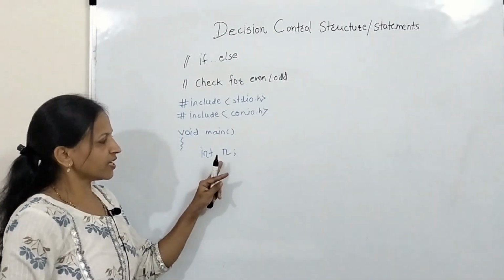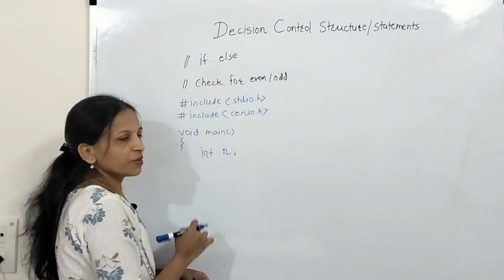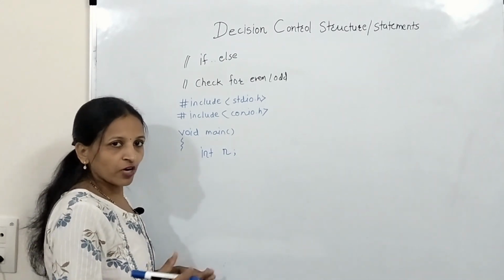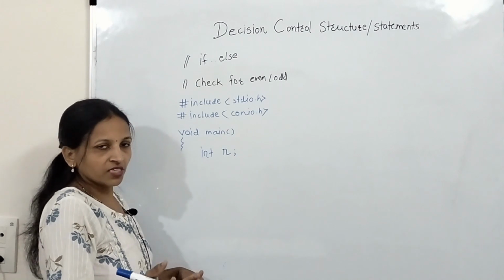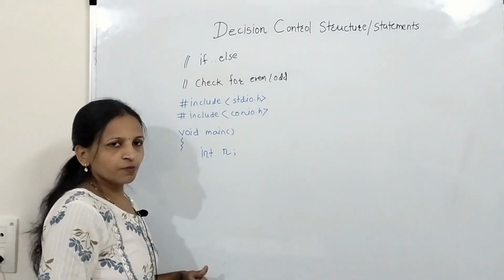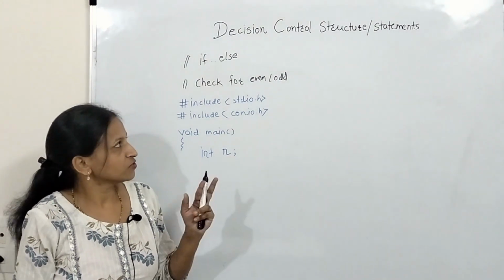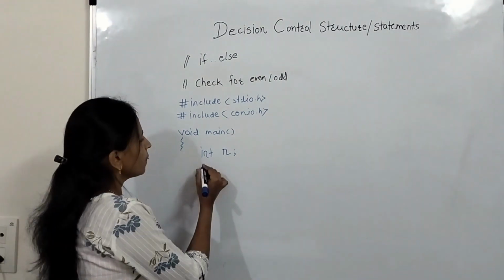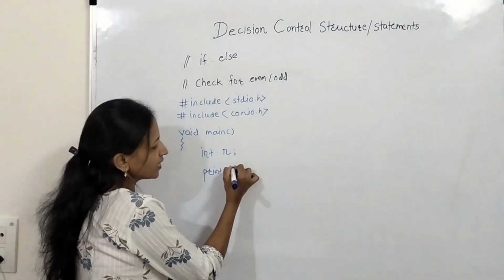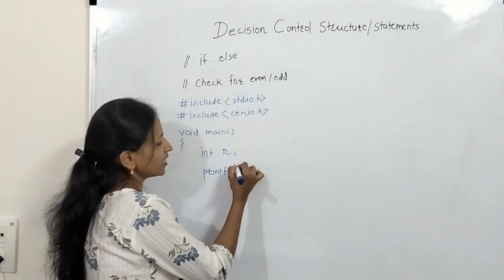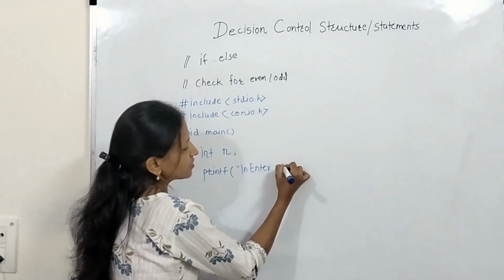Say it as n, suppose n is one variable of type integer. In that we will store whatever number is entered by the user, and we will check whether it is even or odd and display a message accordingly. For checking a certain condition, we can use this if else. First we will give a message to the user like enter the number. For that we will write printf enter any number.